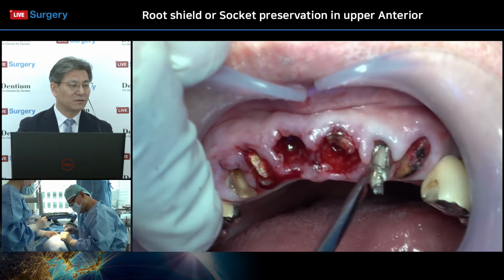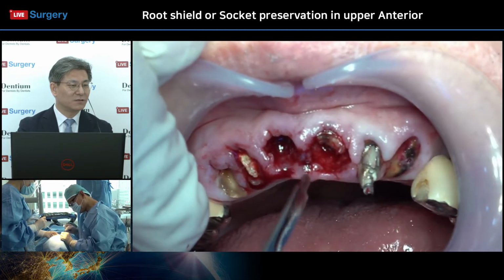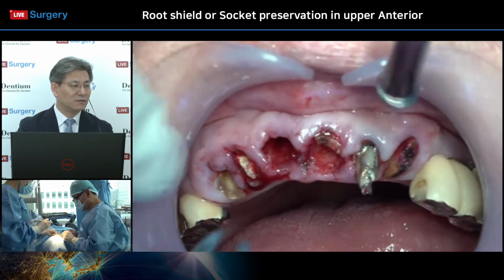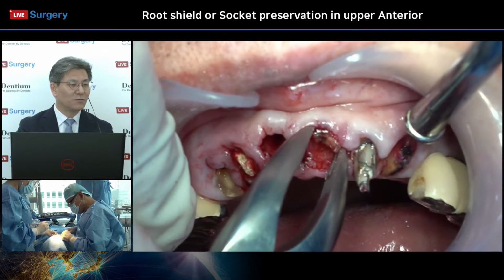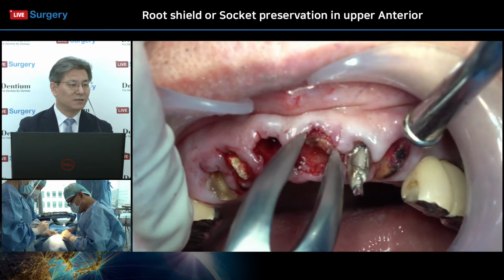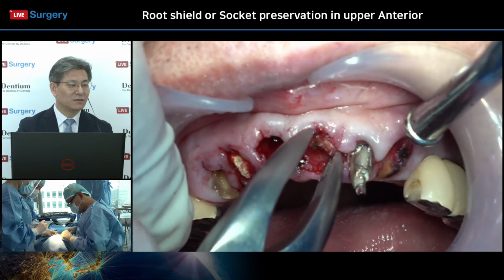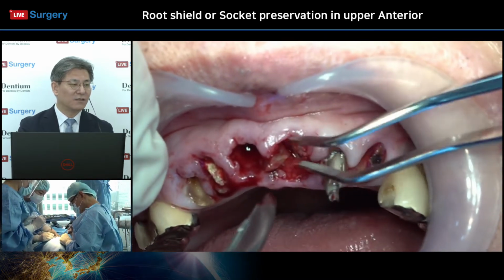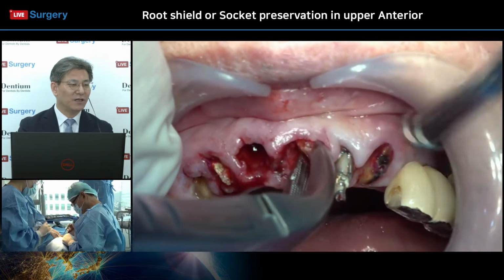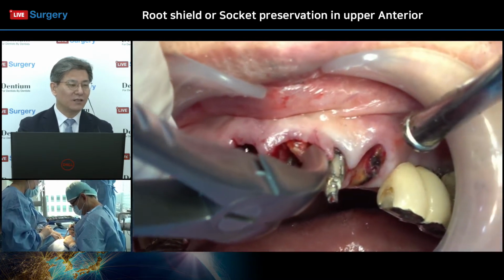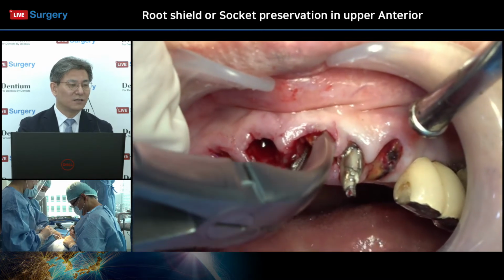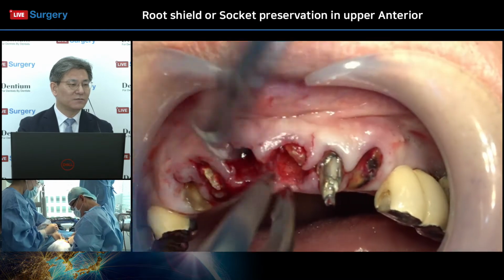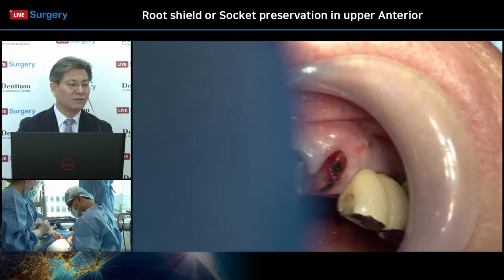Okay, root forceps here. The fractured fragment is very difficult to extract, as you know, because the remnant of the tooth is particulated and easy to brittle. So try again.